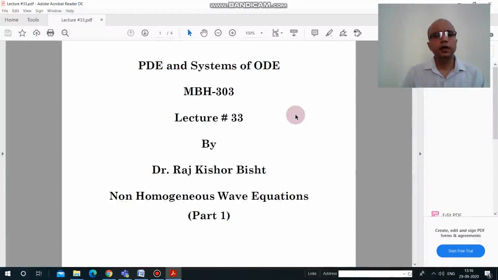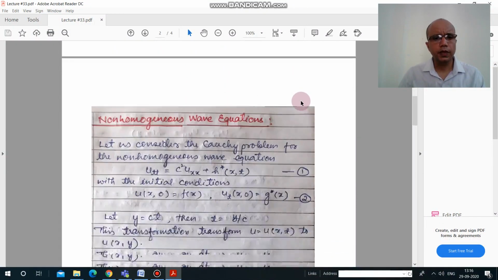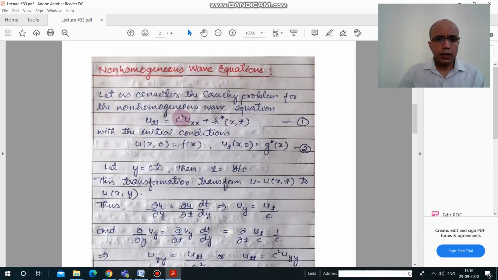Hello everyone. Now we will start unit 3 and the first topic of this unit is non-homogeneous wave equations. Look at this. This is a second order partial differential equation and here this h star x,t part is given, that's why it is a non-homogeneous wave equation. In previous cases, if you see this equation, this part was 0.